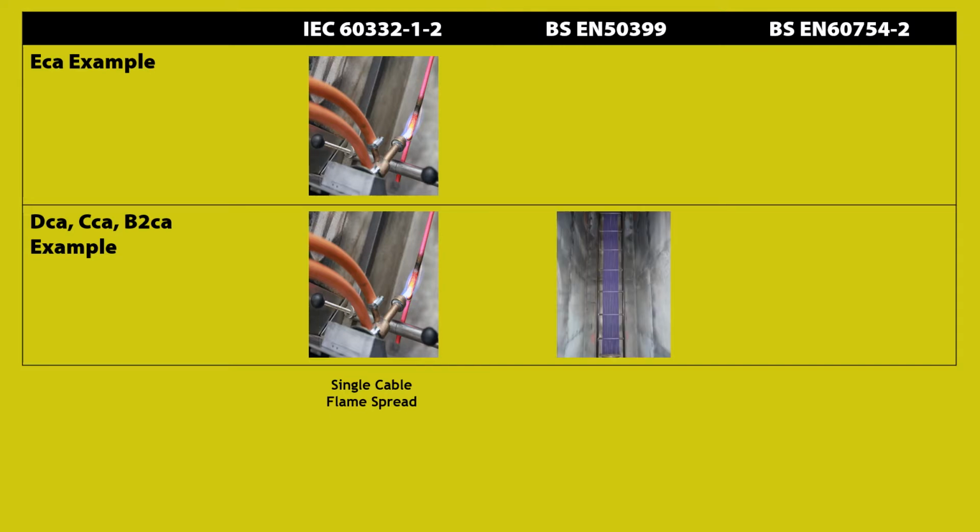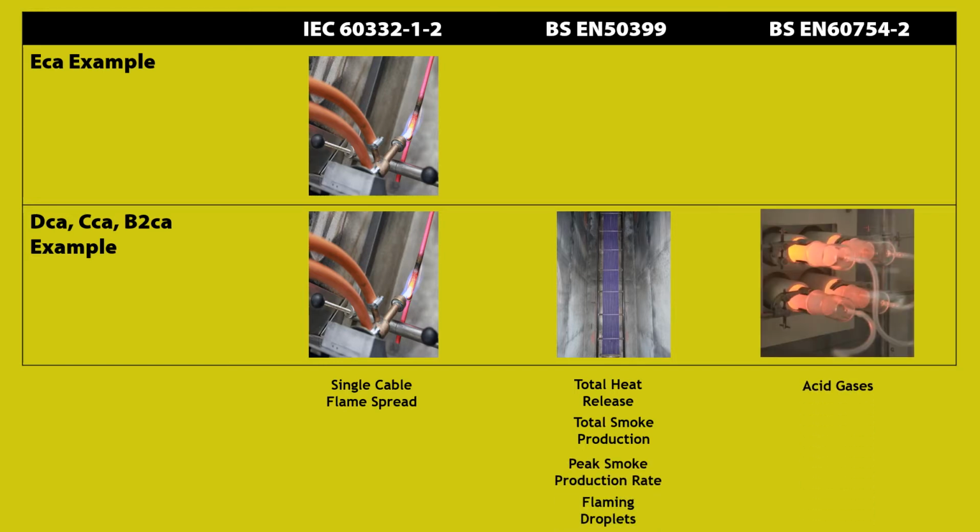We now apply a 20.5 kilowatt flame to the test sample for a duration of 20 minutes, during which time we measure the following 4 parameters using BS EN 50399: total heat release, total smoke production, peak smoke production rate, and flaming droplets. Acid gases are measured using the separate BS EN 60754-2 test.